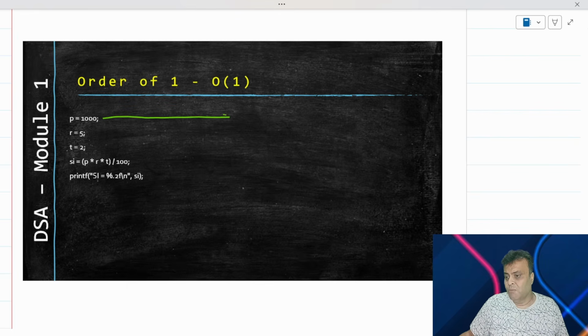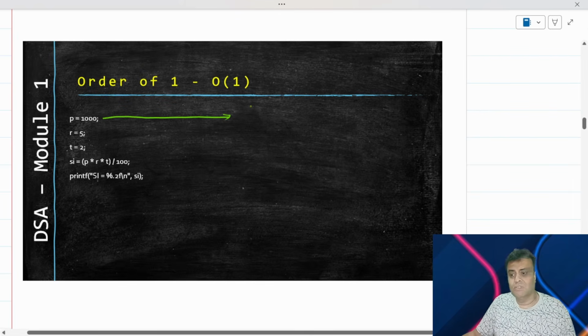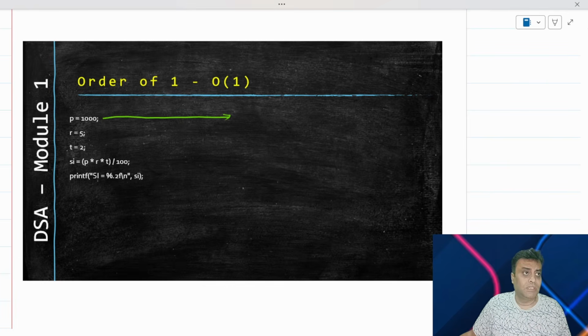So if you see this P equal to 1000, when you investigate each and every line, you have to ask the question, how does this particular line change if the number of inputs changes? Does this line execute in a different amount of time if the number of inputs changes? Here I don't think there is any input at all. We are just defining 1000 into P. Every time we run this code, it will take the same amount of time. It may take 100 milliseconds on my machine, and every time I run it on my machine, it will take 100 milliseconds. On some other machine, it may take 200 milliseconds.